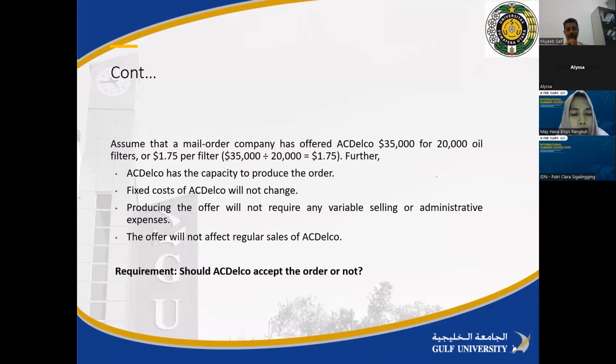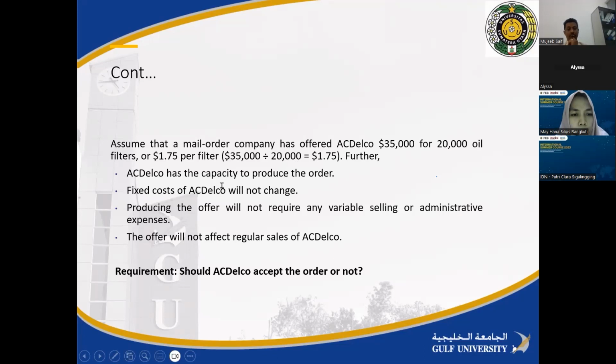From here, we will observe the importance of accounting. The success of managers depends on you working as an accountant, right? So here is some other information. Our company has the capacity to produce this order. We have capacity, right?